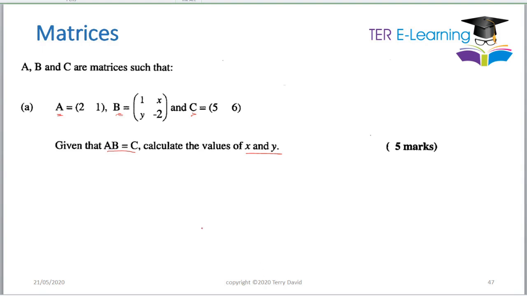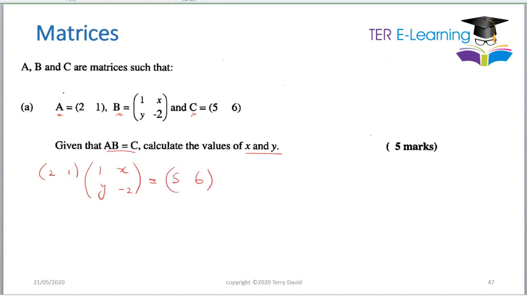Let's have a look at this. So the question is saying A multiplied by B gives me C. So what you're multiplying is 2, 1, multiplied by B, which is 1, x, y, minus 2. And this is equal to 5, 6. Now, before we work it out, let's check something here.